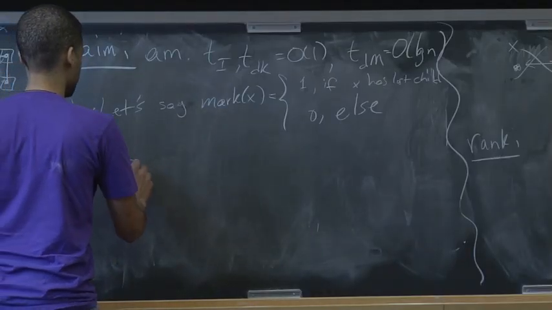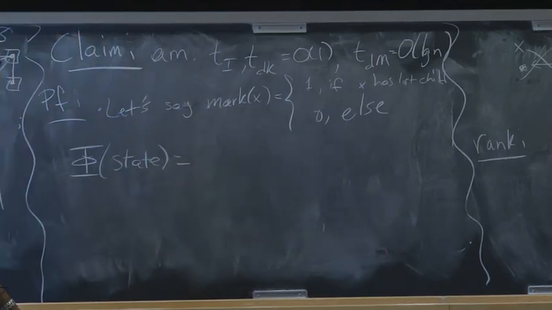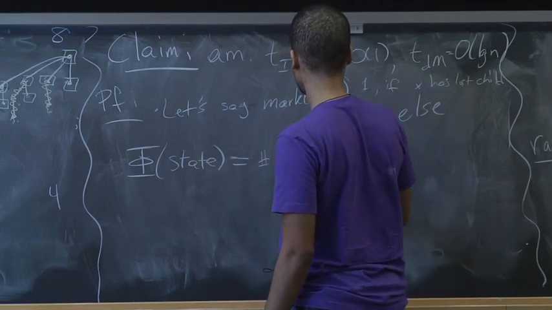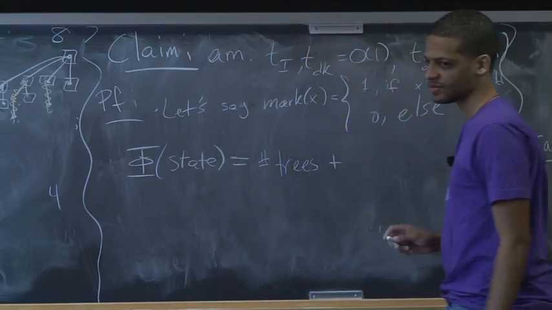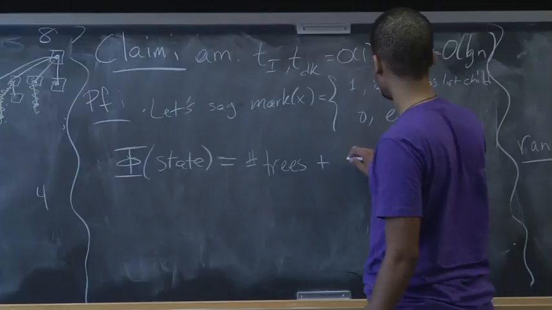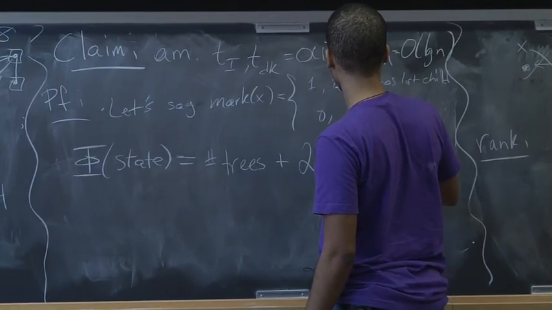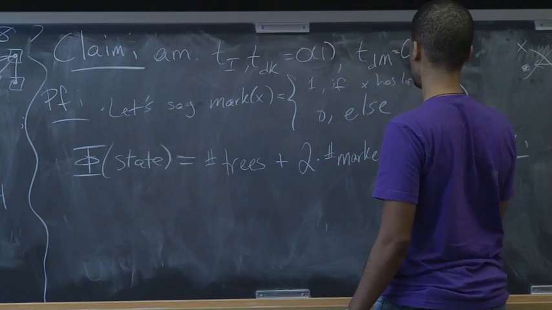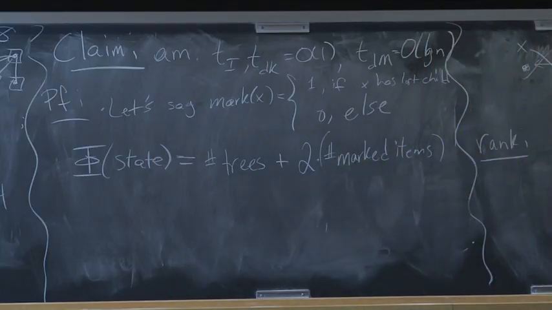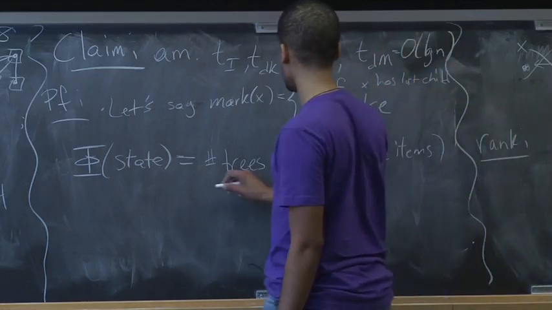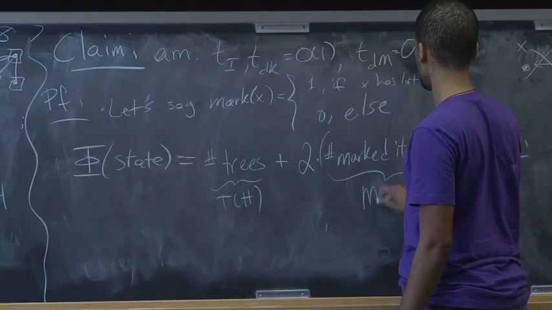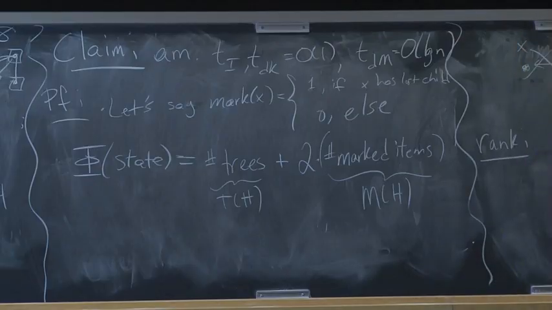My potential function on some state will be the number of trees plus 2 times the number of marked items. Let me just call this trees of h, and let me call this number of marked items of h. That's going to be my potential function.